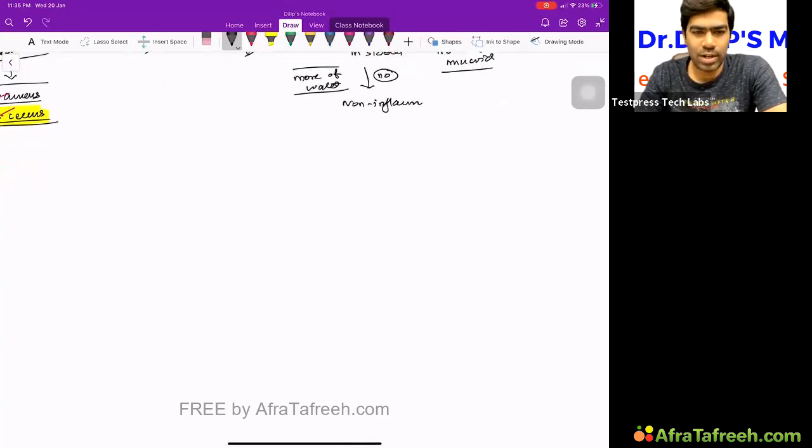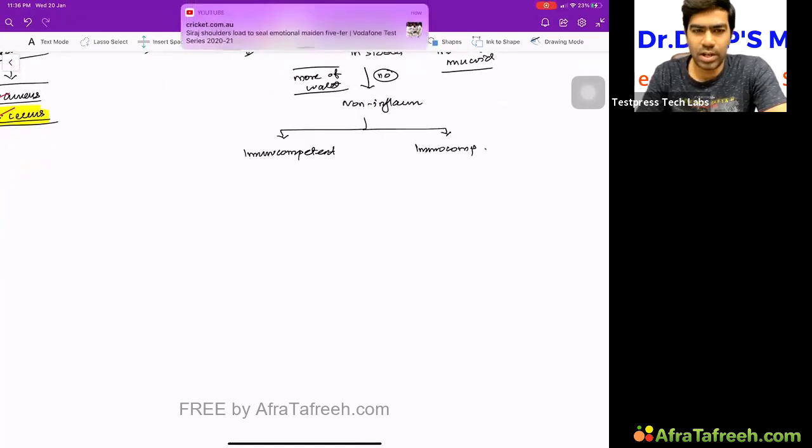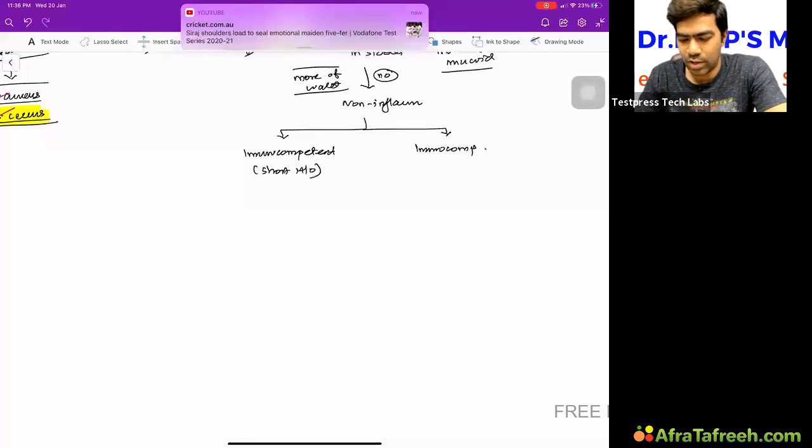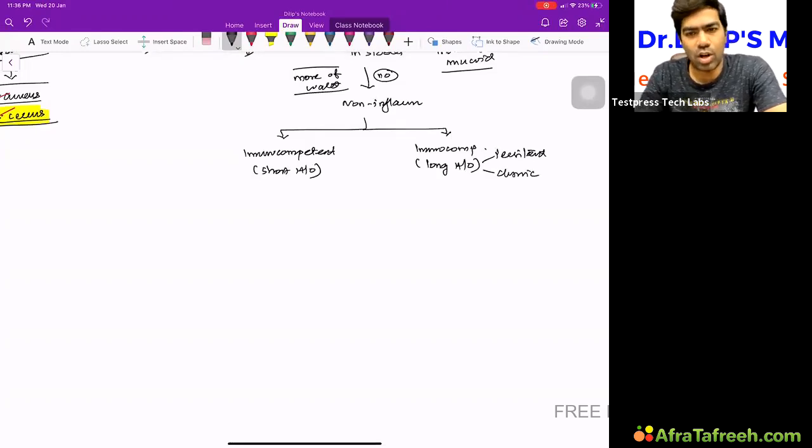So once I know it's a non-inflammatory diarrhea, based on immunocompromised or immunocompetent status, I can divide into two. One, I can talk about immunocompetent individuals, which is a very common scenario, or I can encounter immunocompromised individuals. In general, immunocompetent individuals will have a short history of diarrhea. They don't have a long history of diarrhea. Whenever you have immunocompromised individuals, they tend to have a long history of diarrhea, in the sense that it will be either a persistent diarrhea or a chronic diarrhea. So usually immunocompromised individuals will encounter a long-term diarrhea.